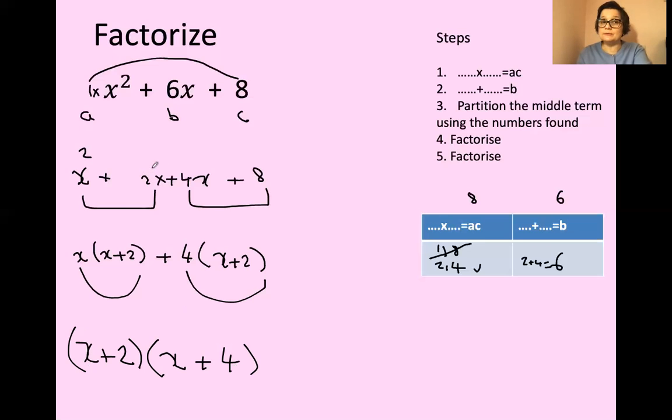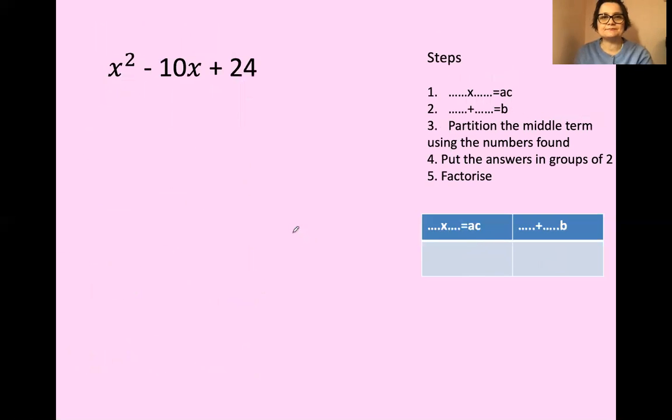So now here, when you split, you could put 2x first and 4x second, or you can put 4x first and 2x second. So it doesn't matter what order you put the parts of 6x after you partition the middle term. Okay, let's have a look at another example. x to the power of 2 minus 10x plus 24. Then straight away, a equals 1, b equals minus 10, and c equals 24.